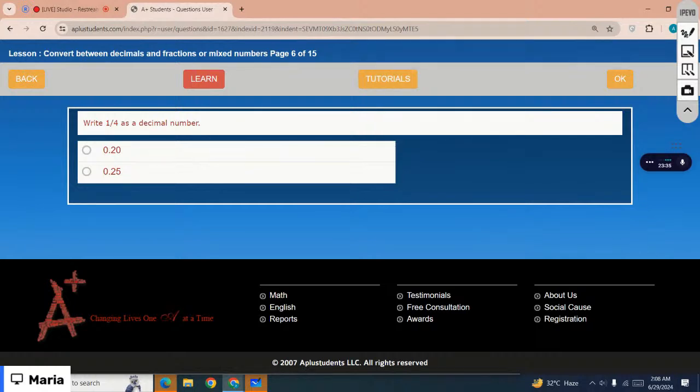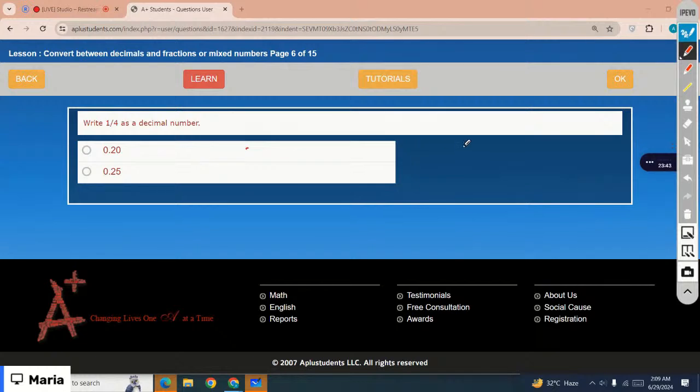Write 1 over 4 as a decimal number. So how do we write? You need to make the denominator equal to 100. 4 times 25 is 100, right? So let's just multiply both numerator and denominator by 25, right? So that is 25 over 100. And when you write it in decimal, that's 0.25. So option number 2 is the correct option. Got it, everyone?